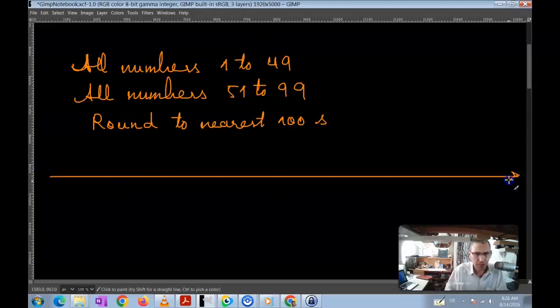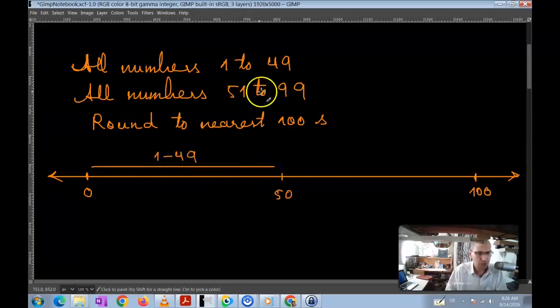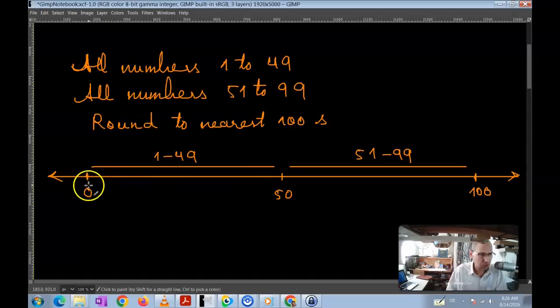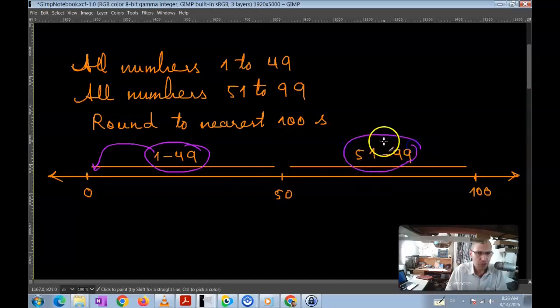Now you see that if you take a look at these numbers on a number line, if I take this as a 0, and go all the way up to 100 over here, and if I take this for example as a 50, then the numbers 1 to 49 would be in this area over here. And 51 to 99 would be right over here, right? So you see that all of these numbers are much closer to 0 than to 100, so you would simply round them down to 0, right? And then all of these numbers are much closer to 100 than they are to 0, so all of these numbers would be rounded up to 100.